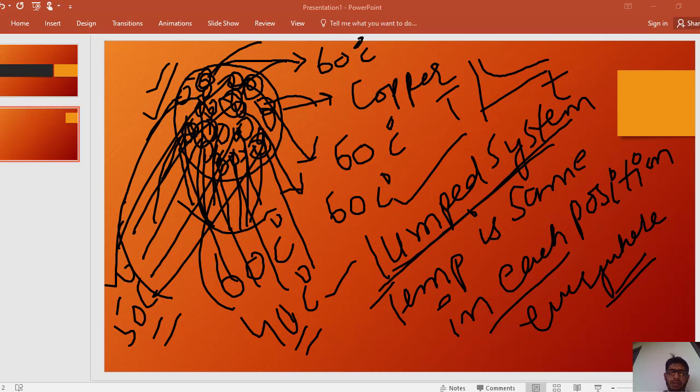We will further discuss the lump system analysis, the criteria for the lump system, and the Biot number, and also transient heat conduction in infinite mediums. Thanks.